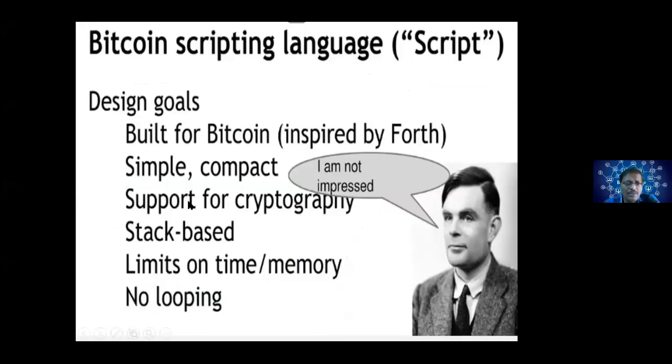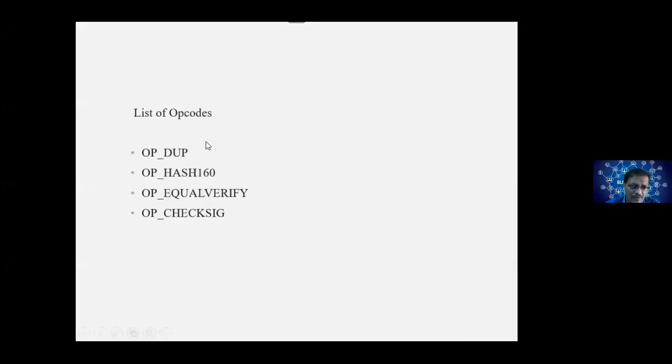Bitcoin script is stack based, and it's not Turing complete because it lacks features like looping and has some limitations. It is simple and compact, and it is specially designed for cryptography. This scripting language has some opcodes which are used to sign or to verify. These are some of the opcodes in the Bitcoin scripting language: OP_DUP, OP_HASH160, OP_EQUALVERIFY, OP_CHECKSIG.